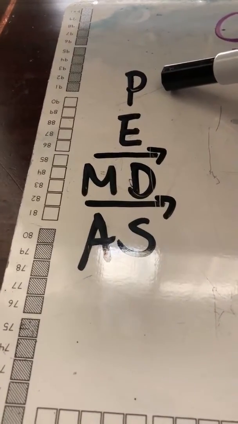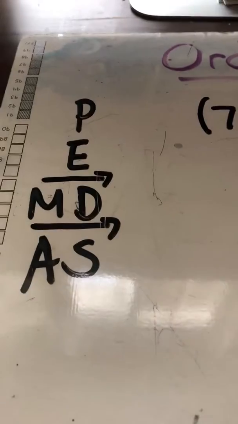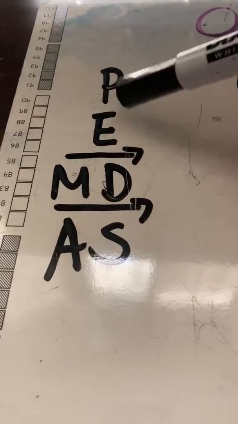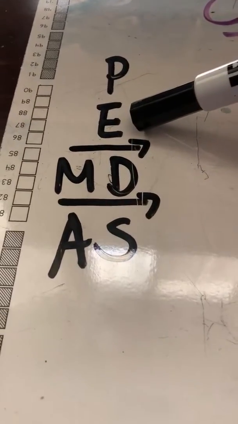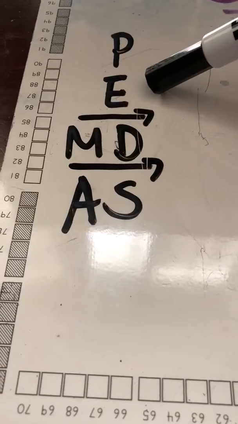Parentheses comes first, anything that is in a parentheses. So for example, that and this right here, those would be the first parts of the problem you would work out. Then the E is exponents. We don't have any exponents. When we get to middle school, we will learn more about exponents.